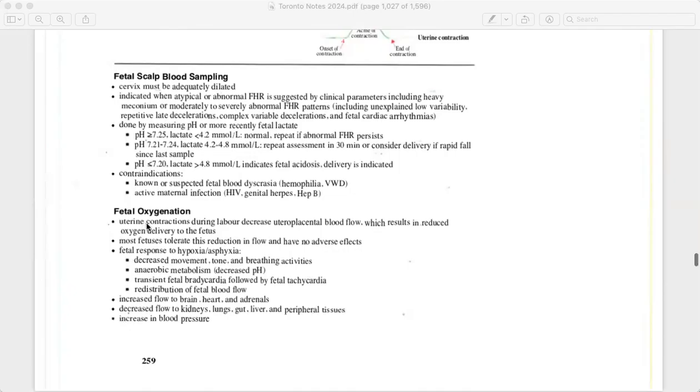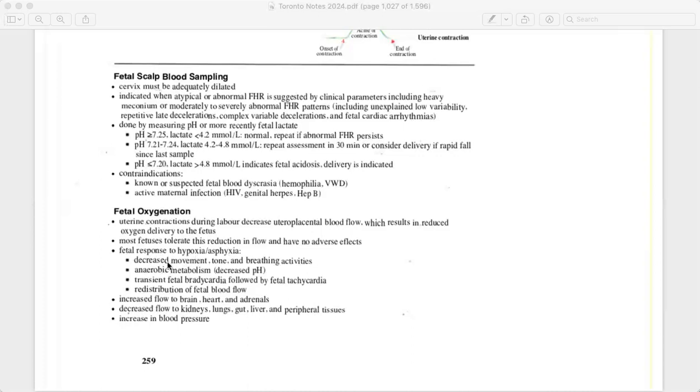Fetal oxygenation: uterine contraction during the labor decreases the uteroplacental blood flow, which results in reduced oxygen. So that's why uterine contraction can be one of the most common things that can decrease the oxygen supply to the fetus. Most fetuses tolerate this reduction. So you can do the reassurance, and because of the prolonged delivery, you have to do the intervention right away. But if this prolonged oxygenation or hypoxia happened, this can lead toward permanent damage to the fetus.